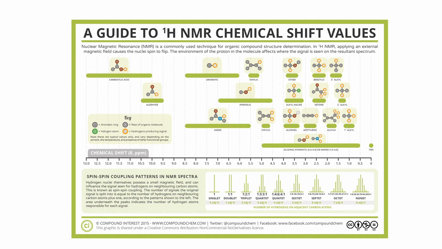And so you can see, an OH on a carboxylic acid is going to be very de-shielded. Amide protons are going to be in this region, et cetera. So that can give you some idea of where to look for resonances.